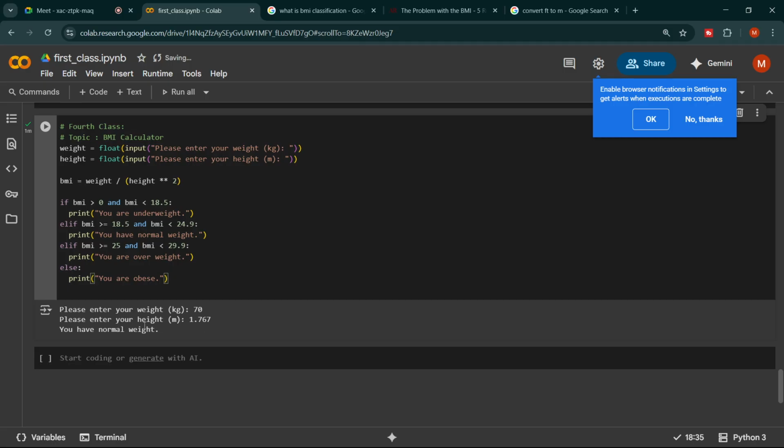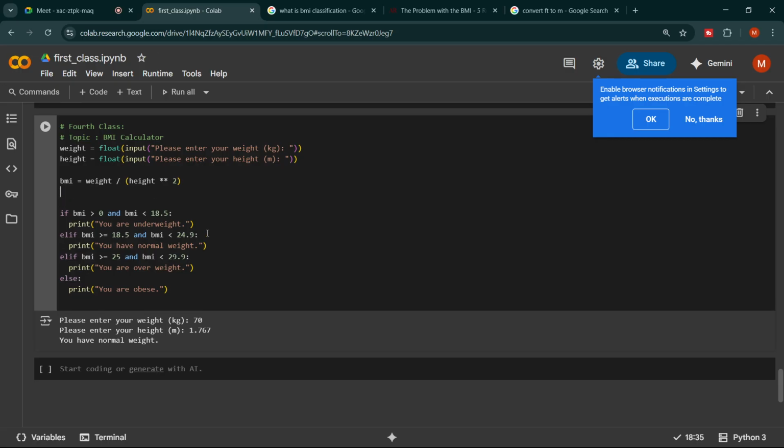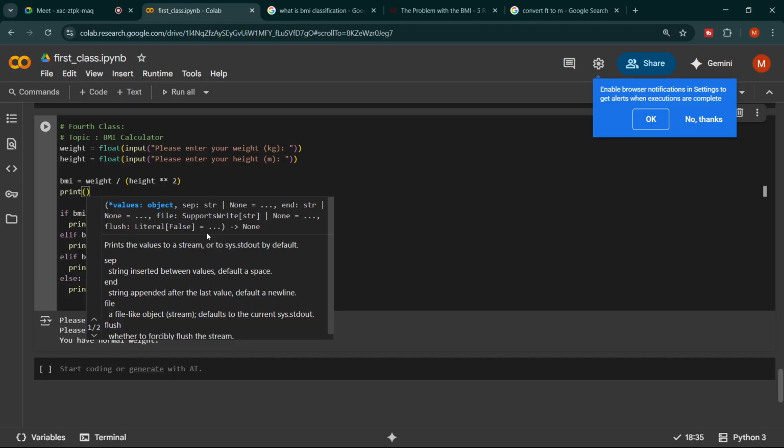Okay, so right now we have got the message: you have normal weight. It means the BMI value is lying in this condition, correct? Okay, let's do one more thing. Let's print the BMI value here so that we can know what the actual BMI value is.